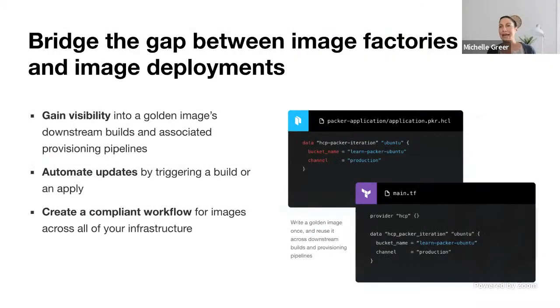HCP Packer bridges the gap between image factories and image deployments. You can gain visibility into a golden image's downstream builds and associated provisioning pipelines, so no more spreadsheets. You can automate updates by triggering a build or an apply, and you can create a compliant workflow for images across all of your infrastructure.